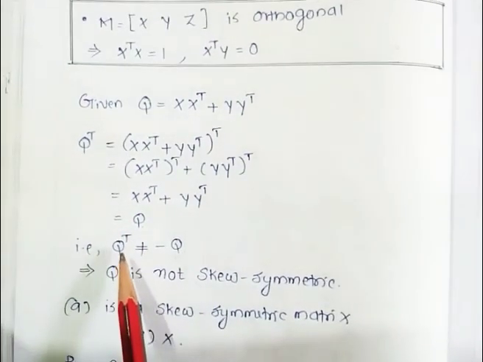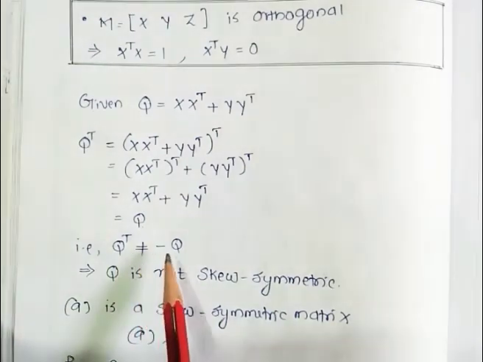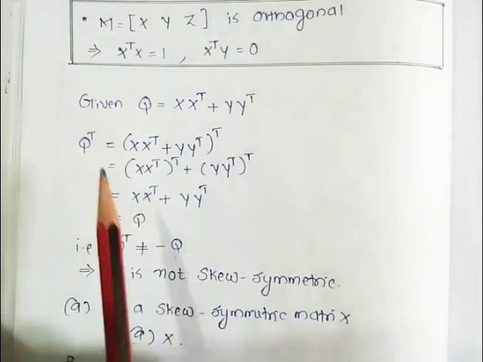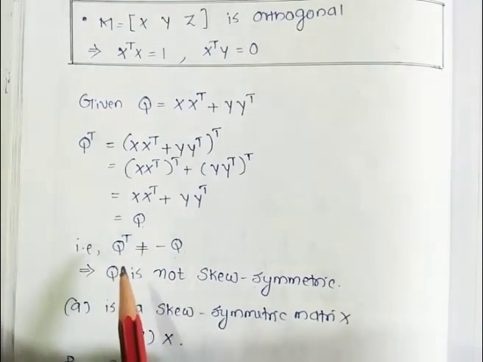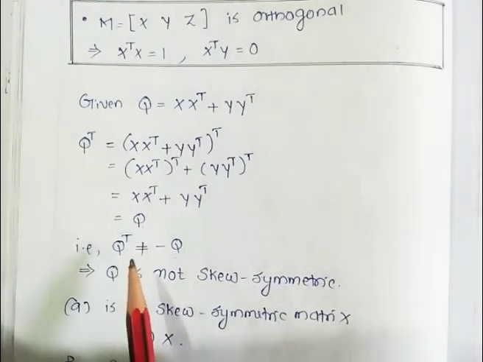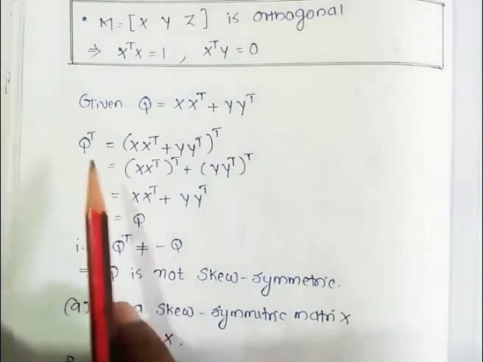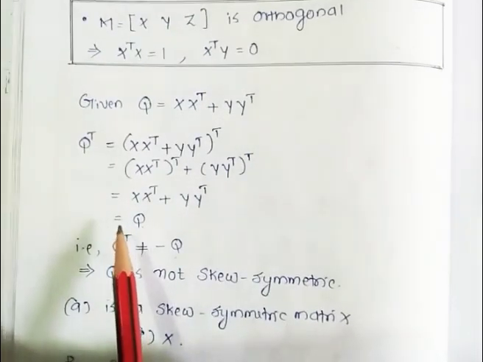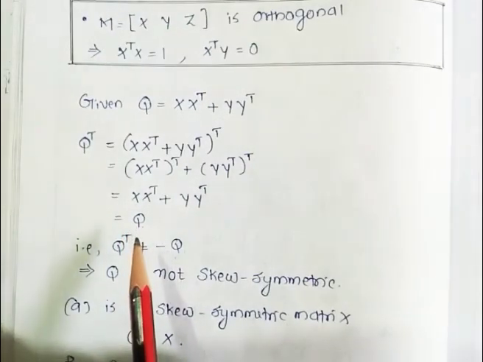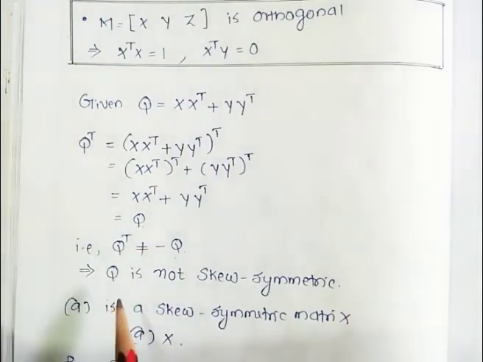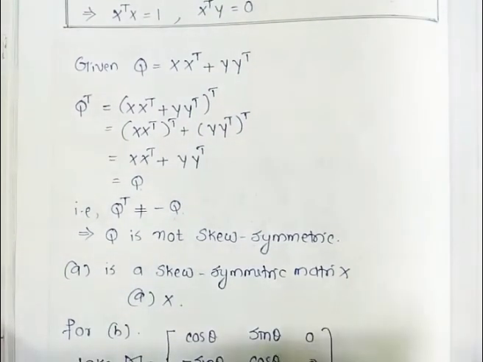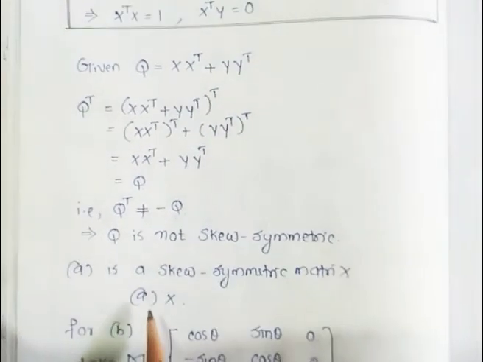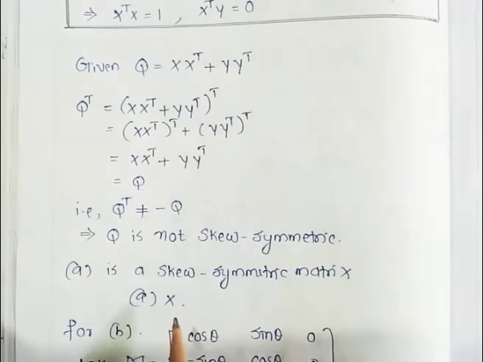That is, we are getting Q transpose is equal to Q. Therefore Q transpose cannot be equal to minus Q. If Q transpose is equal to minus Q, then we say that Q is skew symmetric. But here we get Q transpose is equal to Q. So it is symmetric, but it is not skew symmetric. Therefore, we say that Q is not a skew symmetric matrix. Our first option, which says that Q is a skew symmetric matrix, is also wrong.